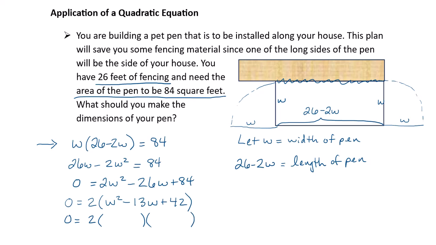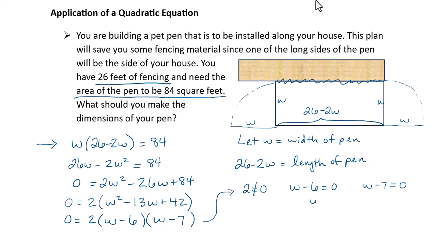Leading coefficient is 1, so I need factors of 42 that add up to be negative 13. That's going to be a negative 6 and a negative 7. So we have factors of w minus 6, w minus 7, and my greatest common factor of 2 up in the front. The zero product rule says now that each of those factors we can set equal to 0. But I know that 2 cannot equal 0. We just throw that out.